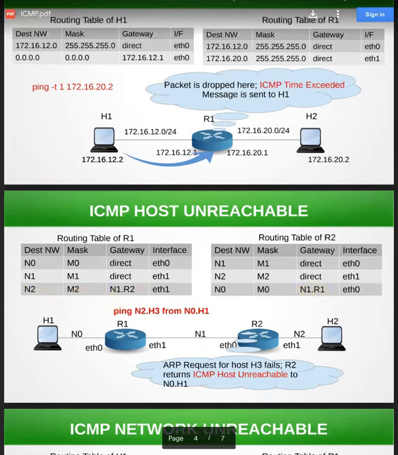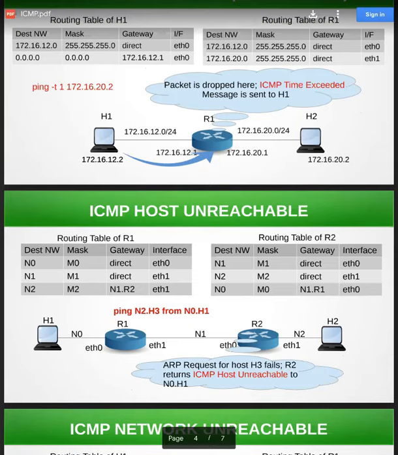So I want you to note that, remember that clearly when you are looking at gateways. Okay. So now the packet has a matching entry in R1. So R1 forwards the packet to R2. R2 sees that N2 is a directly connected network.